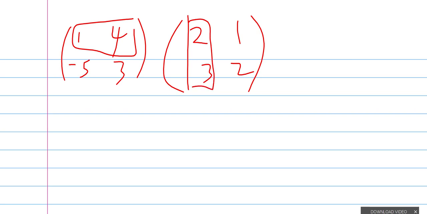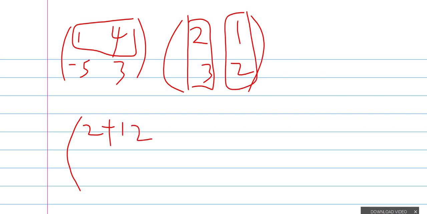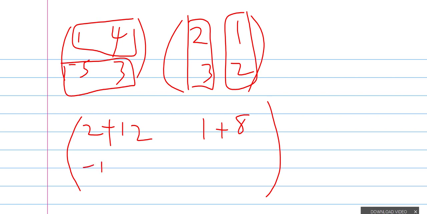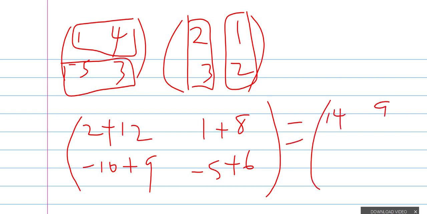So you have 1 times 2, which is 2, plus 4 times 3, which is 12. Then this row again multiplied by the second column: 1 times 1 is 1, plus 4 times 2 is 8. Then minus 5 times 2, minus 10. Then 3 times 3 is 9. Then minus 5 times 1, minus 5. 3 times 2 is 6.